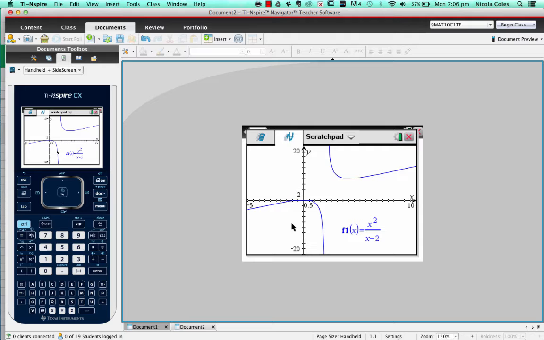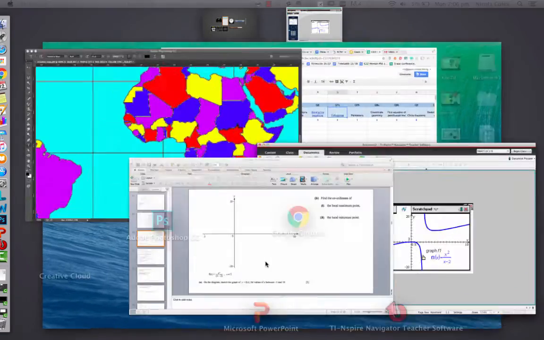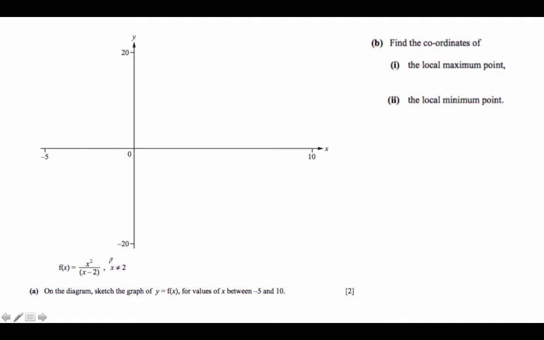You're going to get one mark for getting the shape right, so these two curves here. And you're going to get one mark for showing that there's an asymptote between these two curves. So the curve doesn't exist where x equals 2. In fact, it says that here, x equals 2 is an asymptote. So your sketch should look roughly like this, it's not going to be a great one.